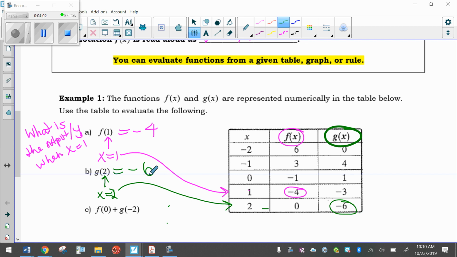All right, we got one more. Let me erase a couple of these lines so we don't get all mixed up.